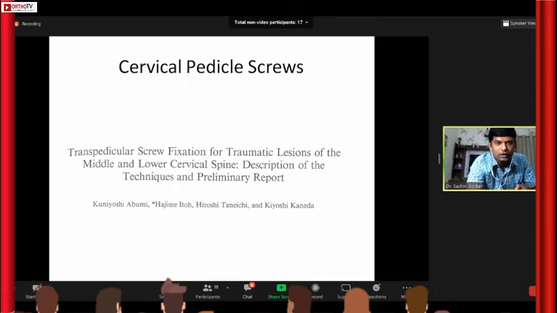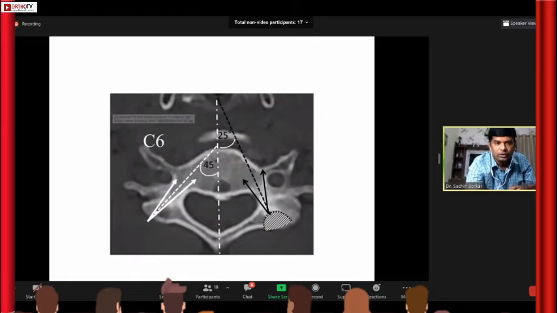C7 pedicle screws can be safely put because there is no vertebral artery. But the rest of the screws usually require a bit of experience. And above C5, meaning C3, C4, C5, people usually prefer to do it with navigation. But the technique remains the same.